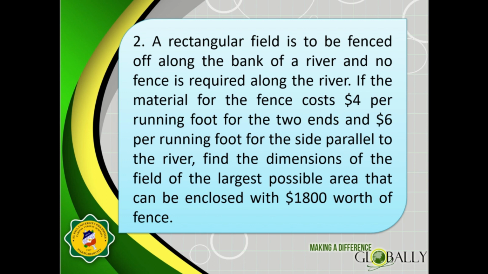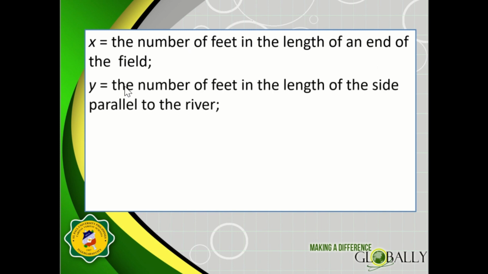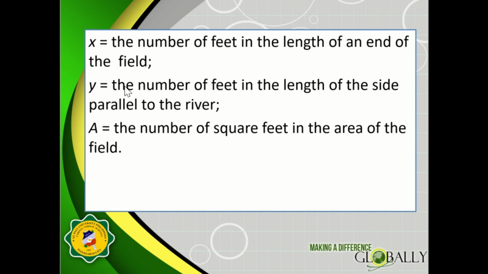that can be enclosed with $1,800 worth of fence. So here, we are going to let x be the number of feet in the length of an end of the field, y be the number of feet in the length of the side parallel to the river, and A be the number of square feet in the area of the field.